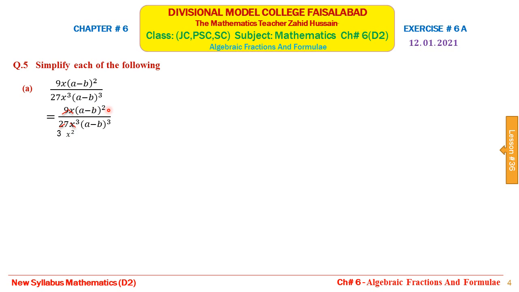A minus b whole square and a minus b whole cube. A minus b is common, but the power of a minus b in the denominator is 3 and in the numerator is 2. When we divide, we will subtract 2 from 3 in the denominator and we will be left with a minus b. So in the numerator, when there is nothing, it means there is 1, and in the denominator there is 3 and x square and a minus b. We will multiply all these to get the final answer. It is 1 over 3x square into a minus b.